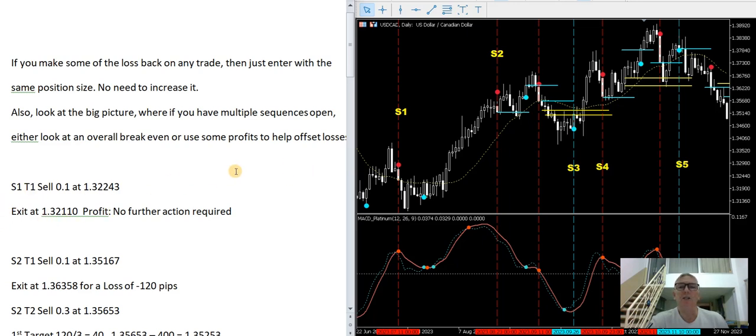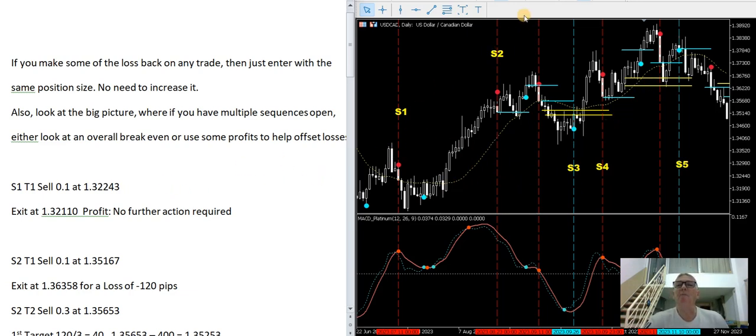Now, I've marked up these trades here, S1, S2, S3, S4, S5. So it's sequence 1, sequence 2, sequence 3, sequence 4, sequence 5, obviously. Reds are for sells, blues are for buys. These little blue trend lines are entry levels or exit levels, a combination of both. The yellow levels are the overall break-even levels, or the target levels, and we'll get into that.